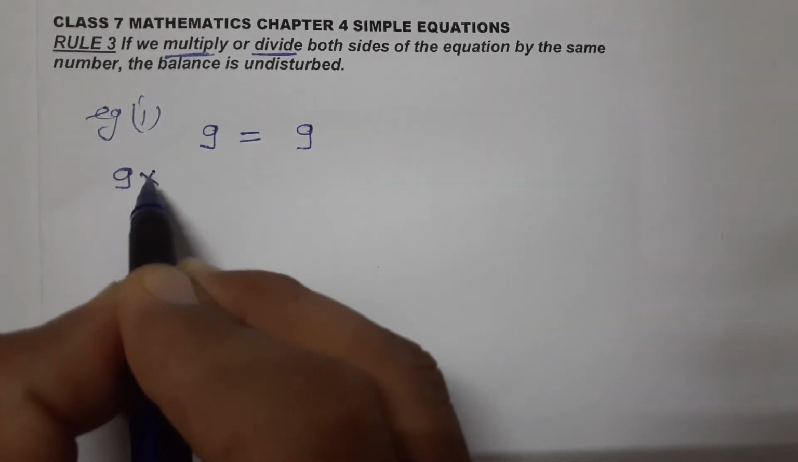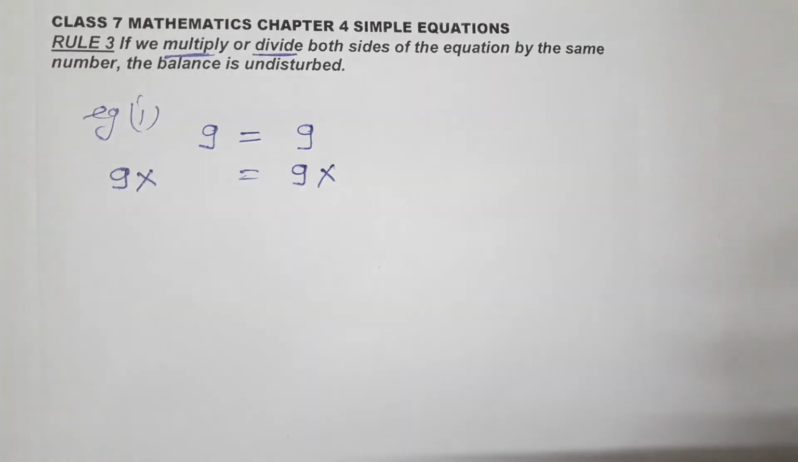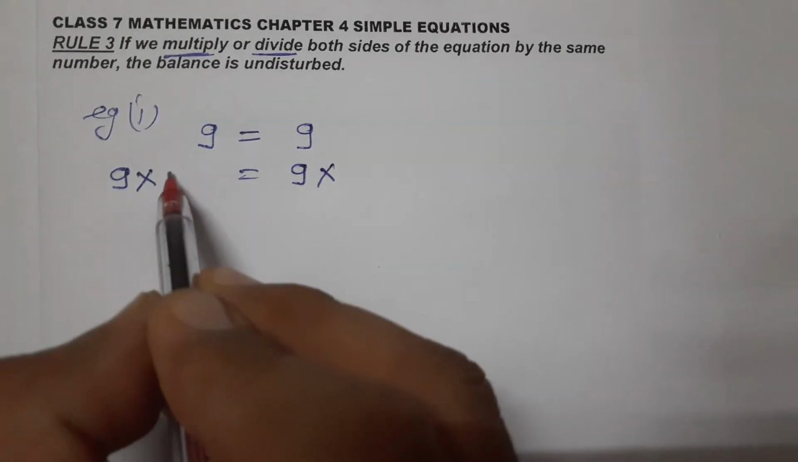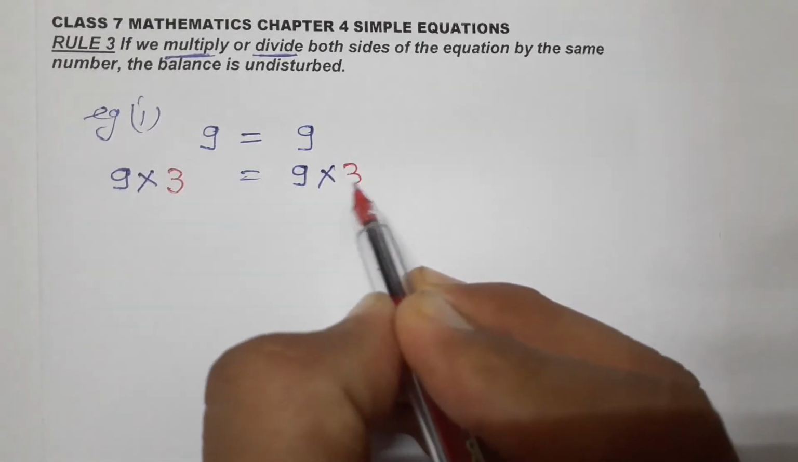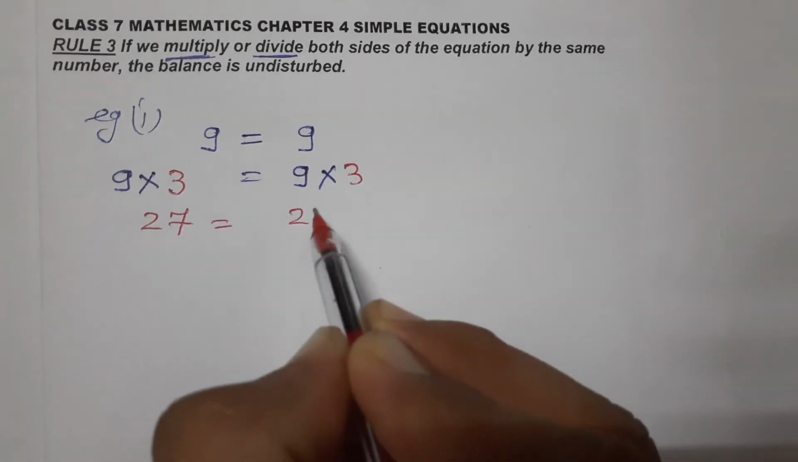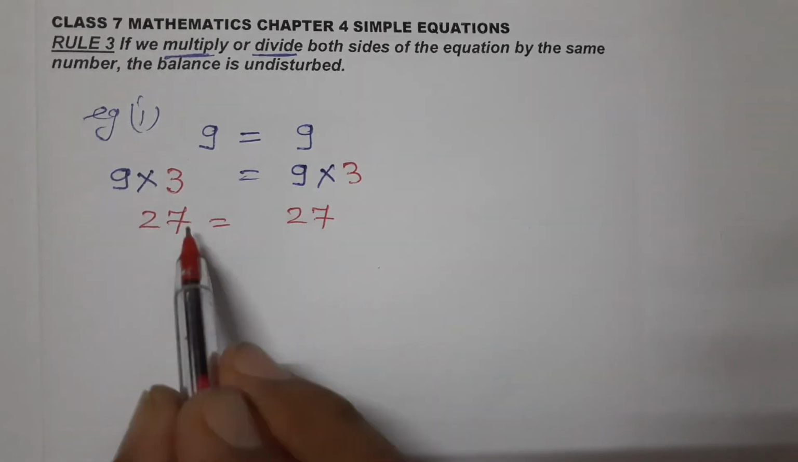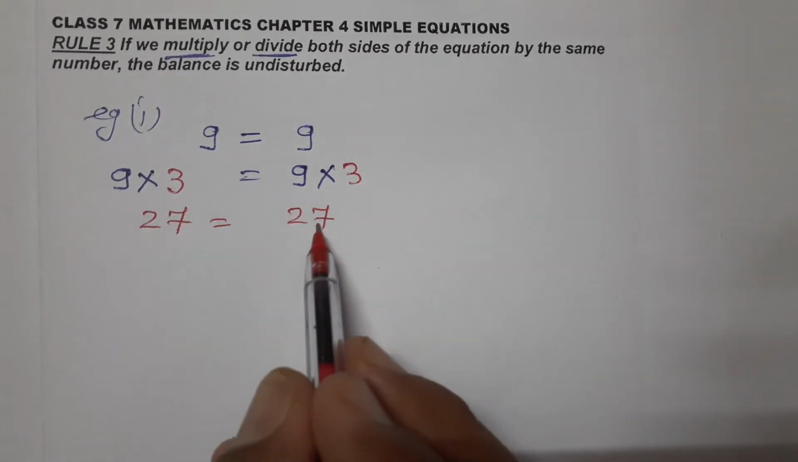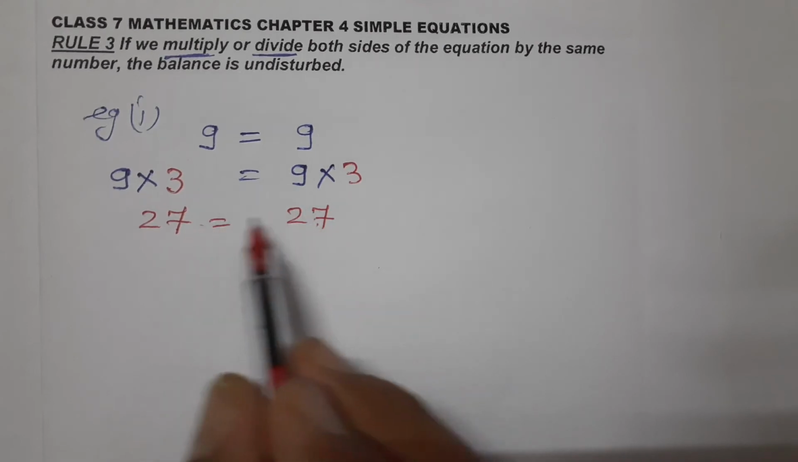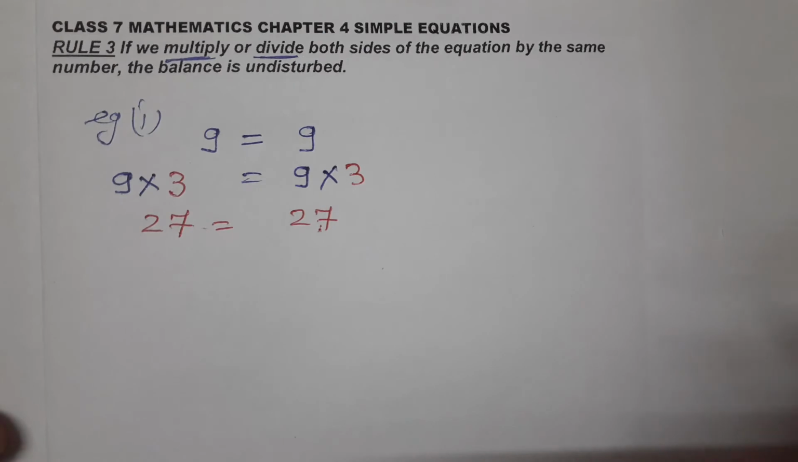Now if I multiply by the same number on both sides of the equation, let's multiply by 3. 9 3s are 27, and 9 3s are again 27. The balance is not disturbed. So if you multiply by the same number, or divide, let's take the example of division also.